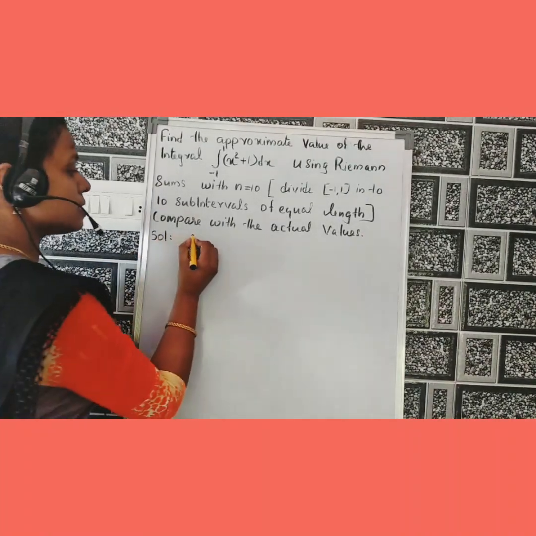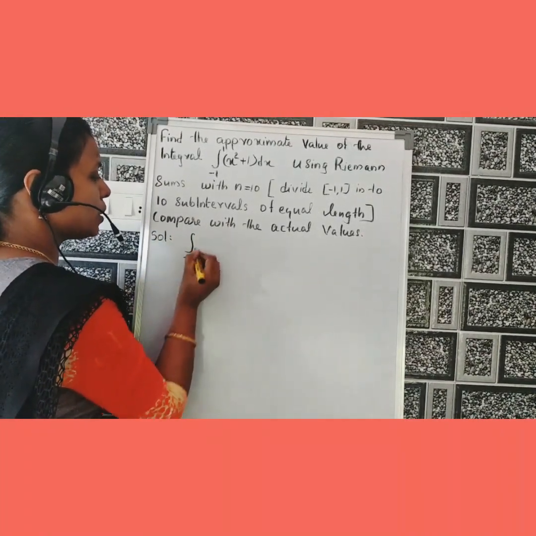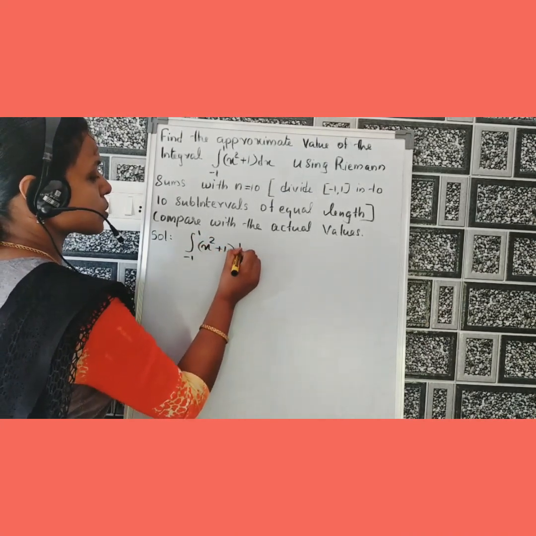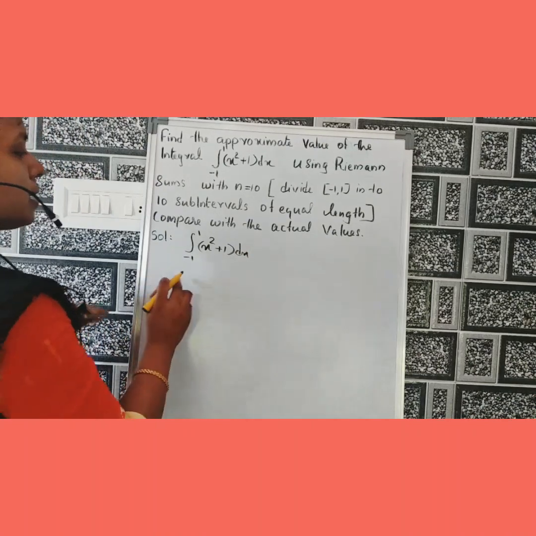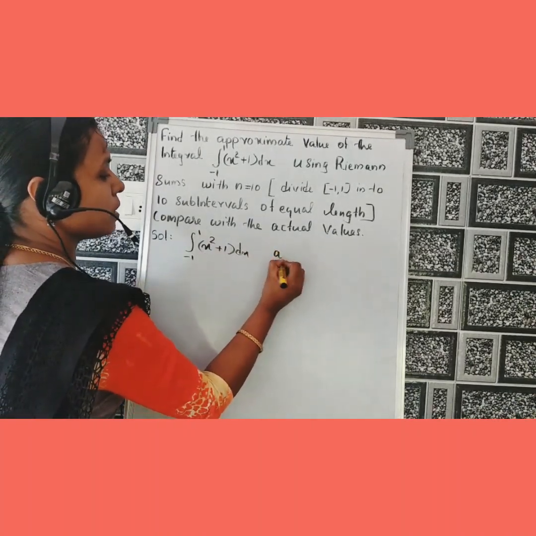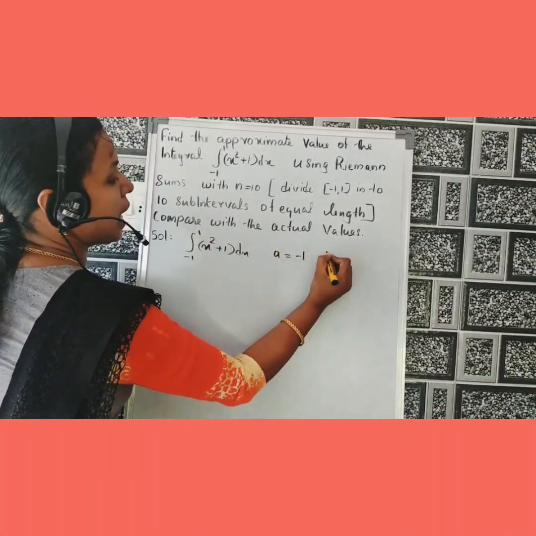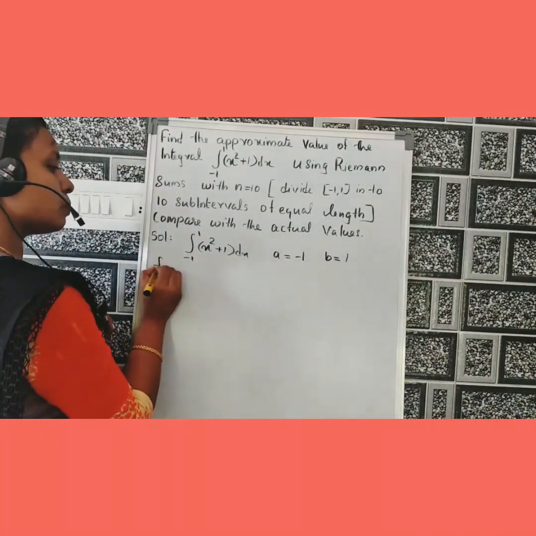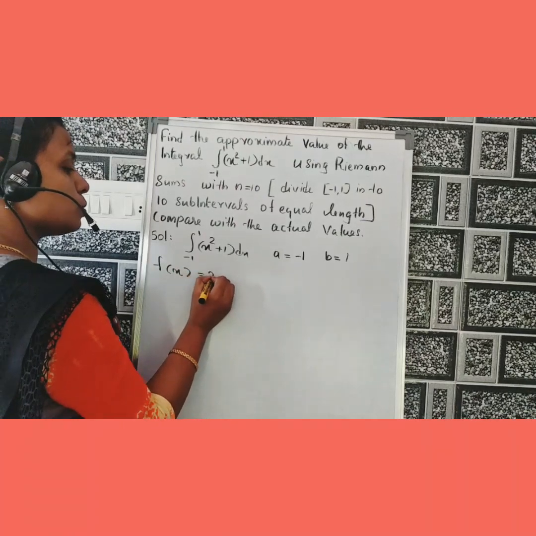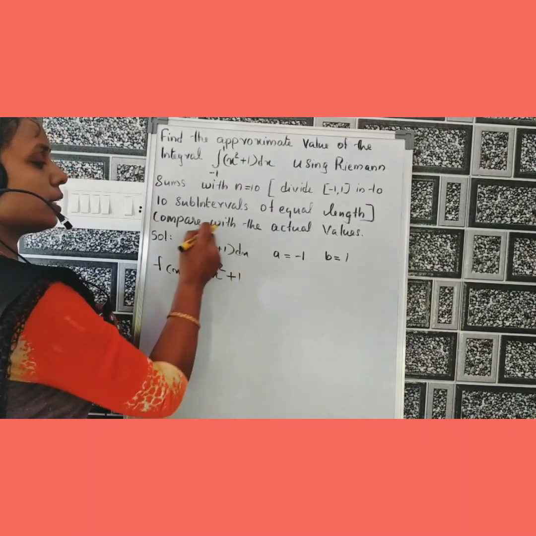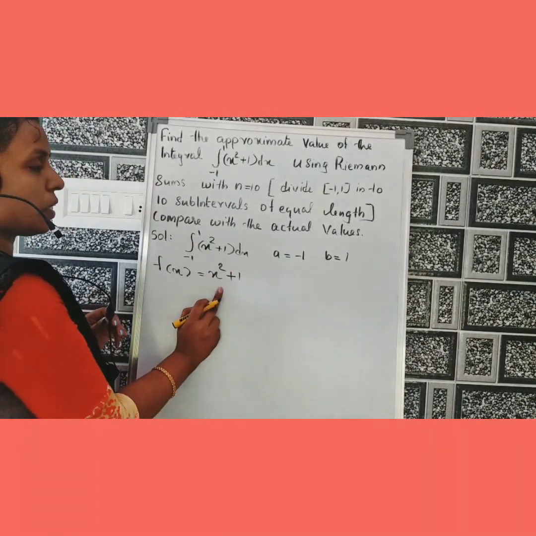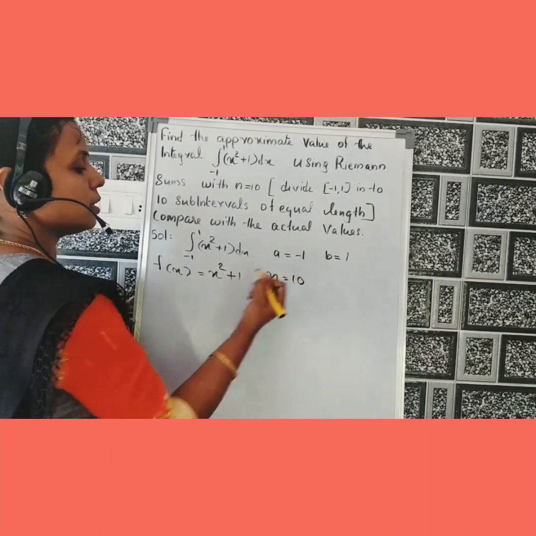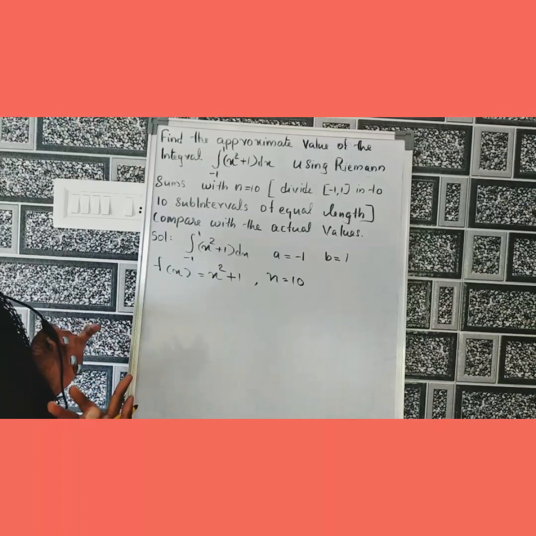Here the integral is the integral from minus 1 to 1 of x square plus 1 dx. Here the lower limit a is equal to minus 1 and the upper limit b is equal to 1, and the integrand f of x is equal to x square plus 1. Also given that n is equal to 10.